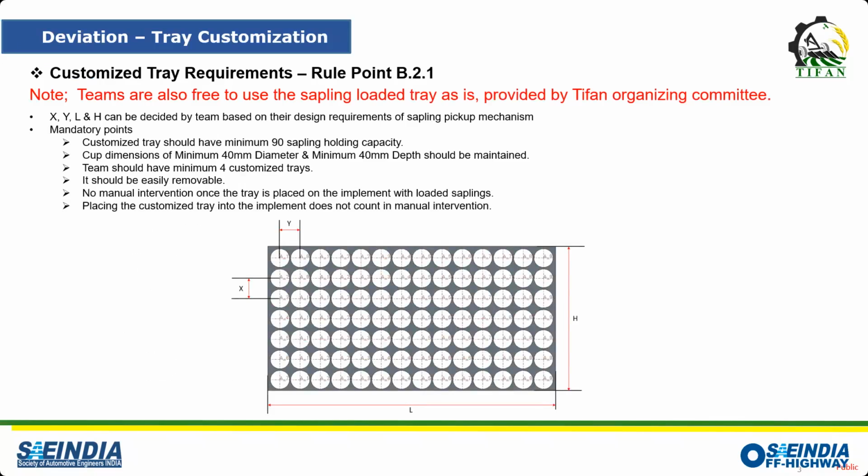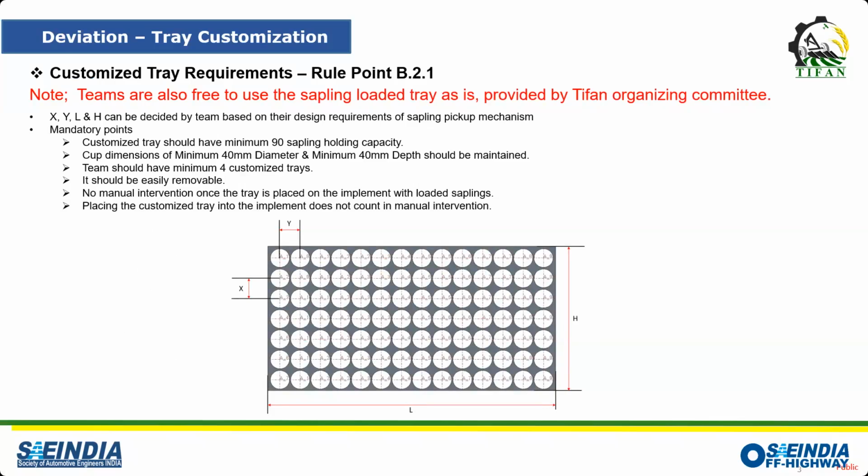Okay, so talking about this deviation, in the rule book, there is one point in the pickup system where we are providing the dimension of the sapling tray which will be given.